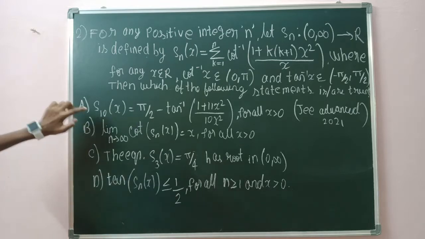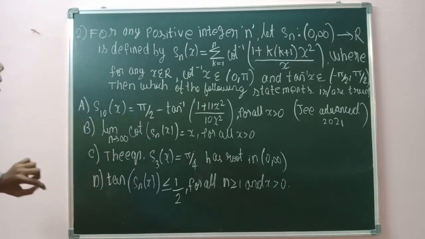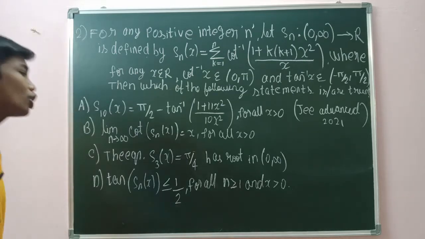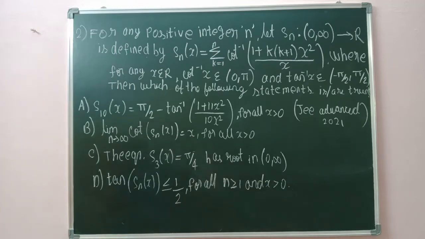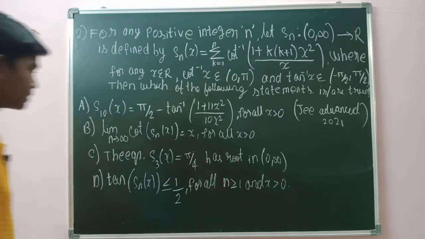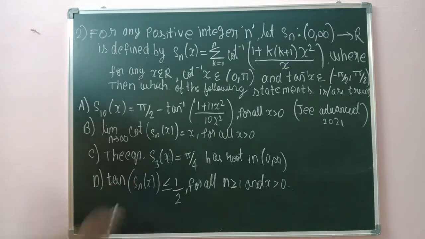The first option is S10 of x is equal to pi by 2 minus tan inverse of (1 plus 11x square) by 10x, for all x greater than 0. Your second option is the limit of n tends to infinity of cot of Sn of x is equal to x for all x greater than 0. The third option is the equation S3 of x is equal to pi by 4 has a root in (0, infinity). And your fourth option is tan of Sn of x is less than or equal to 1 by 2 for all n greater than or equal to 1 and x greater than 0.